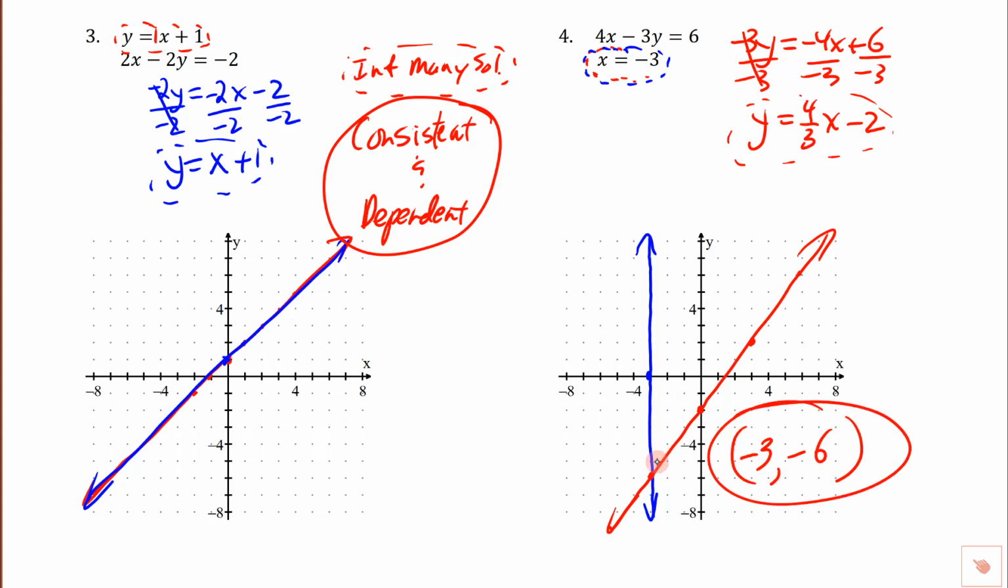They do have a point in common. There is a solution. So this is going to be consistent and independent.